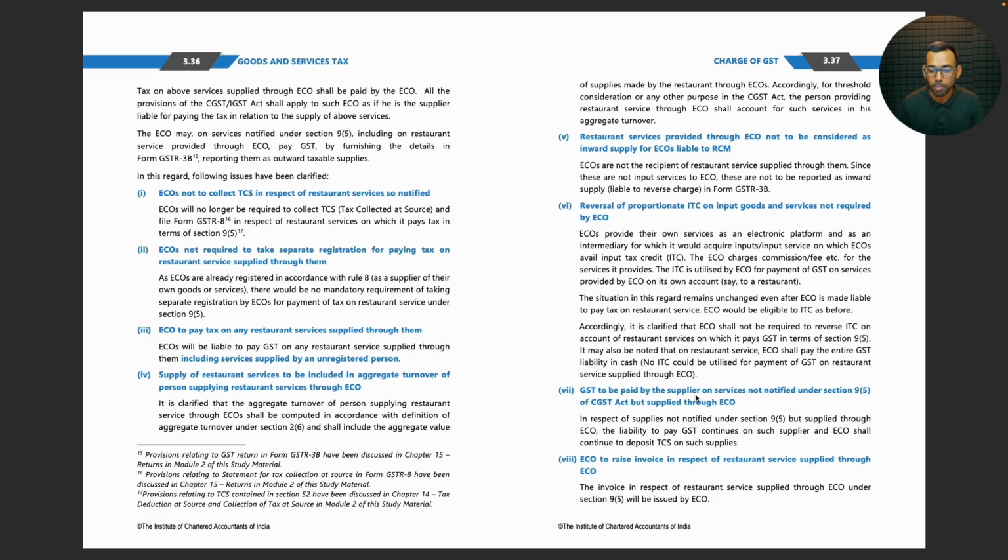GST to be paid by supplier on services not notified under section 9 subsection 5 of CGST Act but supplied through e-commerce operator. In respect of supplies not notified under section 9 subsection 5 but supplied through an e-commerce operator, the liability to pay GST continues on such a supplier and ECO shall continue to deposit TCS on such supplies.